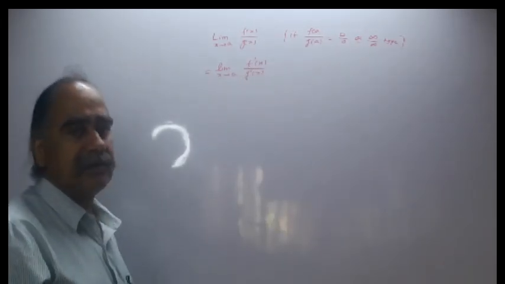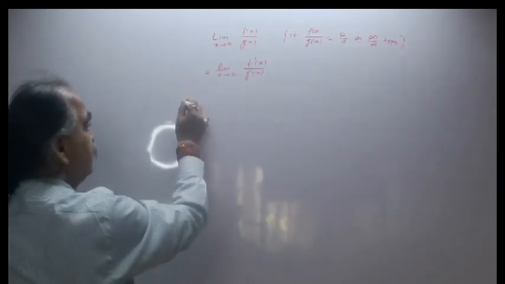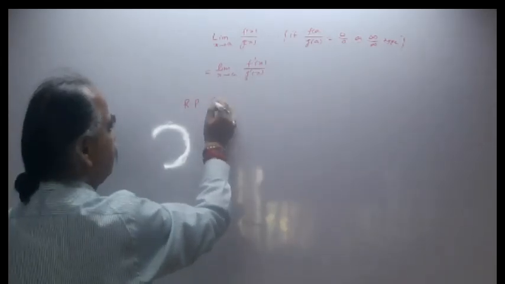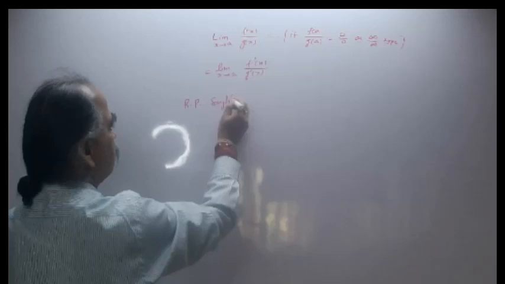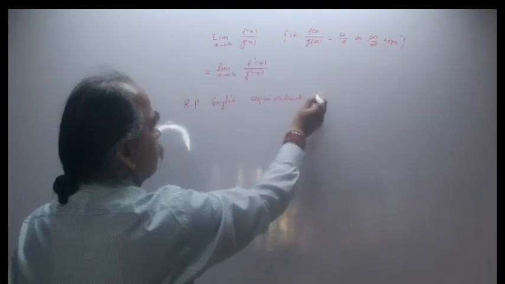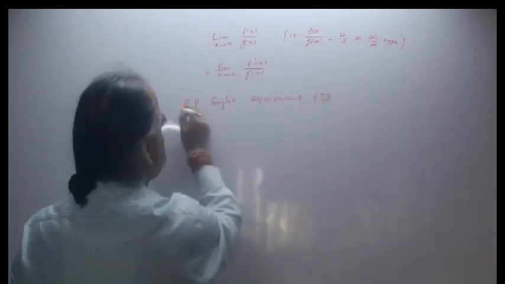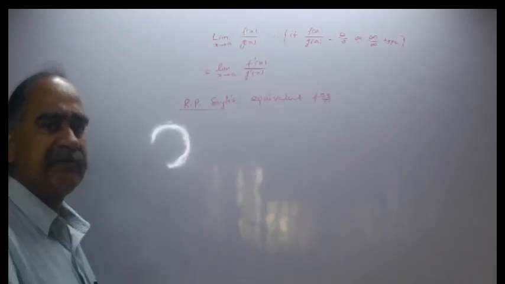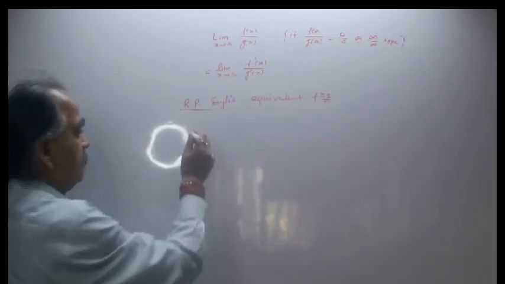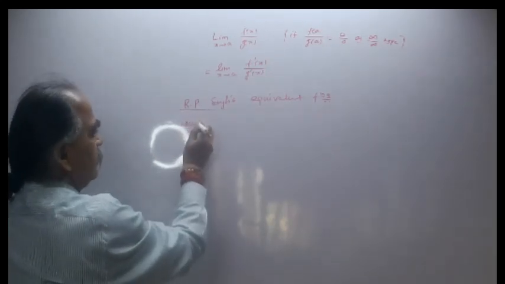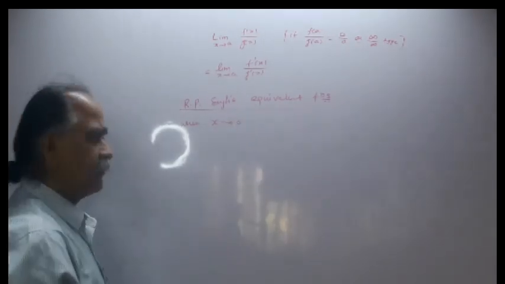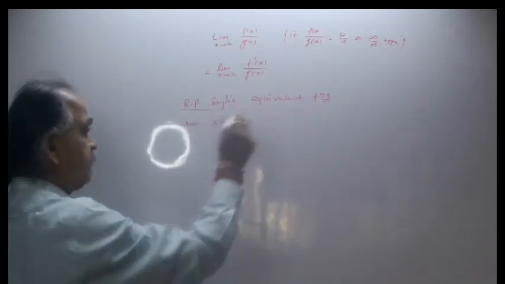Besides L'Hopital, there is another shortcut method which I have named after myself, R.P Singh's equivalent function. Now, what is R.P Singh's equivalent function and when can you apply this method? When x approaches 0 is given, then we can apply R.P Singh's equivalent function method.